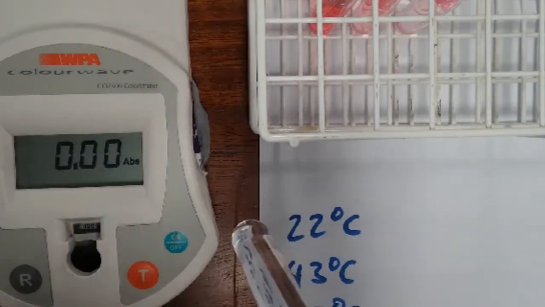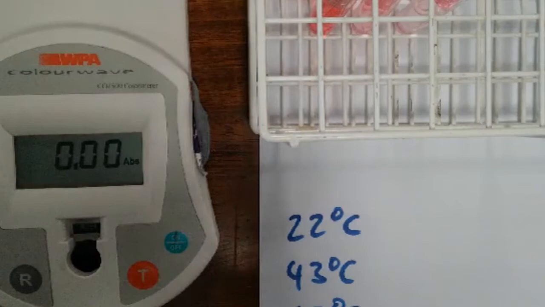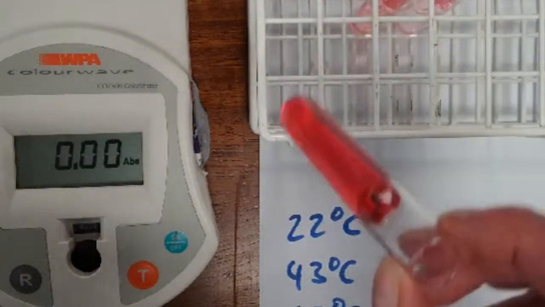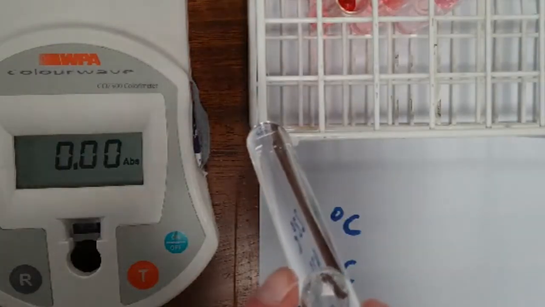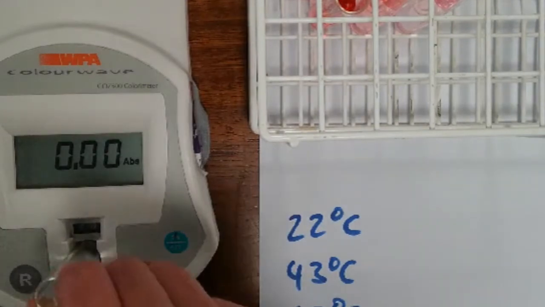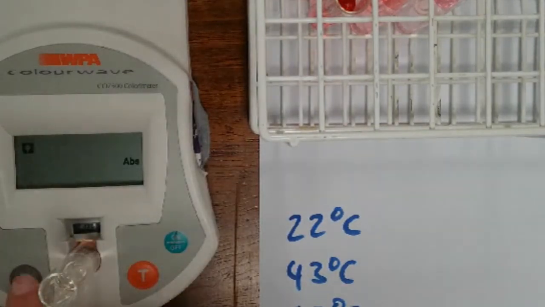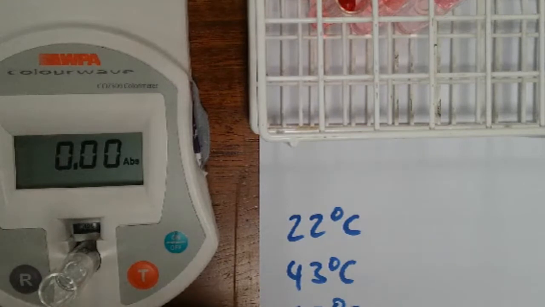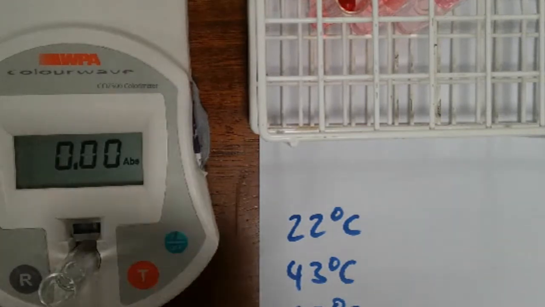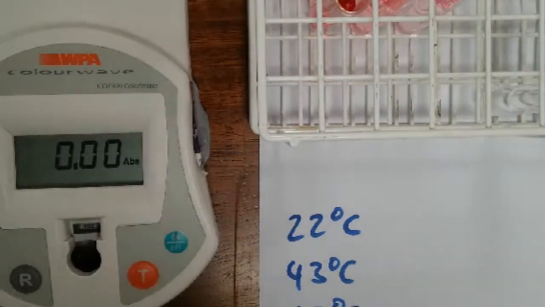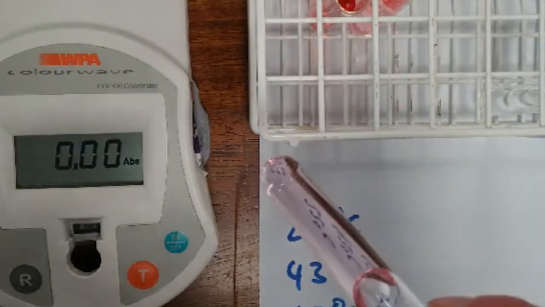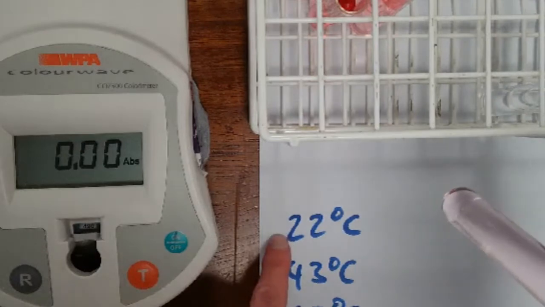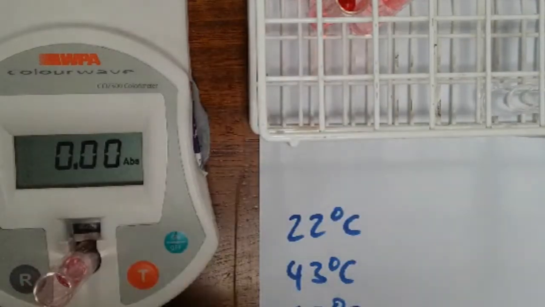So first off, I'm going to put this tube, which just contains distilled water, into the colorimeter, and I'm going to press reference, and that tells the colorimeter that that's the amount of absorbance you'd expect just for water and glass alone. So next up, I'm going to put in the tube of the liquid that's come out of the water bath at 22 degrees centigrade. And I'm going to pop that into the colorimeter, and I'm going to press T for test. And the colorimeter tells me that the absorbance for that sample due to the pigment is 0.05. And this is in arbitrary units.